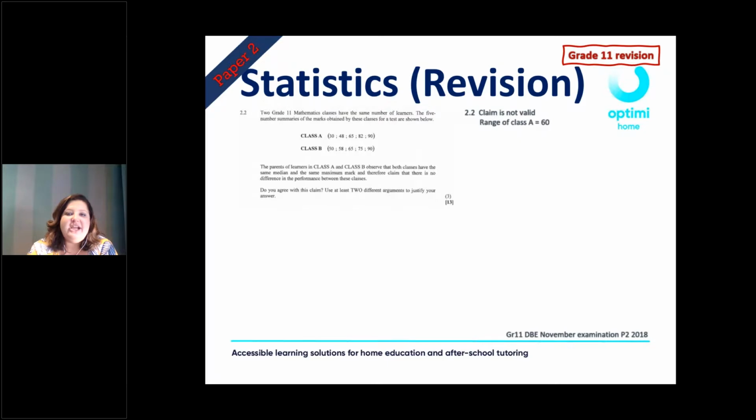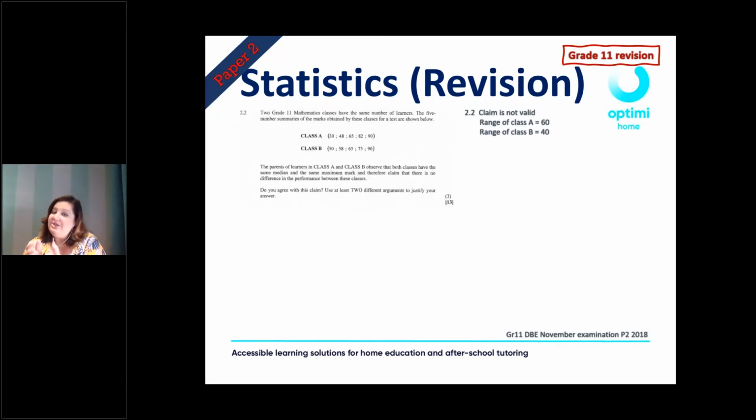So let's talk about the range. The range is the maximum minus my minimum value, correct? So the range for class A is 60, where the range of class B is 40. It means that there was a bigger difference between marks obtained in class A than that of class B.